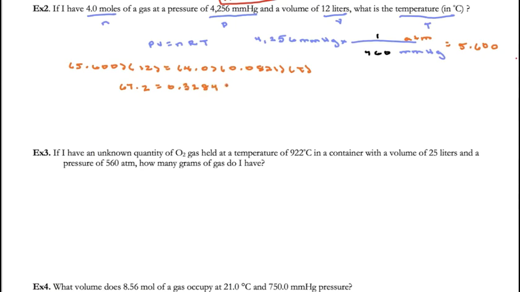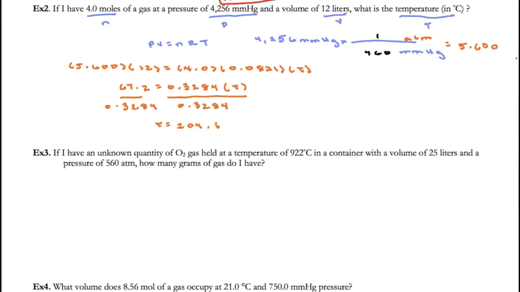Okay, and I'm going to multiply that by my temperature. Now I need to divide both sides by 0.3284. So I'm going to take 67.2 and divide by 0.3284. And what I get for my temperature is 204.6.